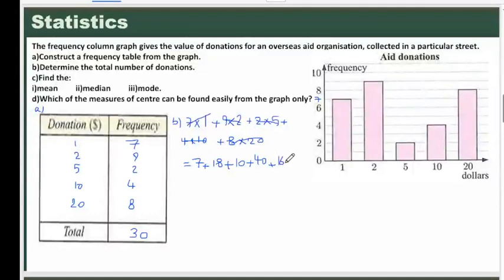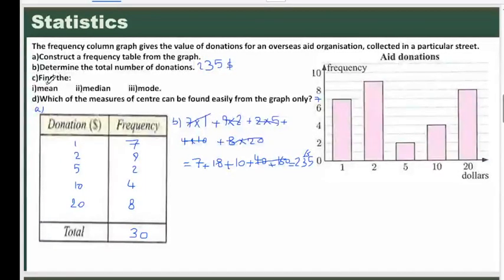160. If I add them up, it would be 200, 210, and at the end, it would be 235. So part B, I can say $235. It's the total number of donation.